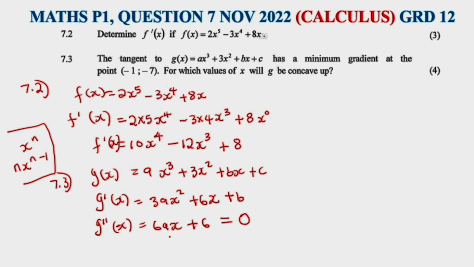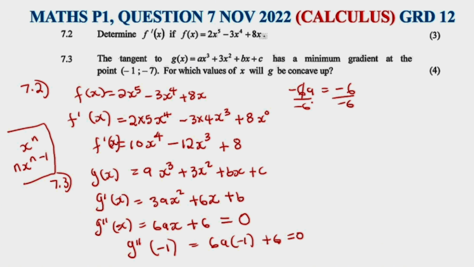Now we're looking for x values. But we can't find the x values when we still have the a value. So the best thing to do is to ask where we get this point when x is equal to minus 1. So we substitute x as minus 1 into 6ax plus 6 equal to 0. Therefore we're going to solve for a. What we have here is negative 6a is equal to negative 6. I've already taken the 6 to the other side, so everything divided by negative 6. Therefore a is equal to 1.